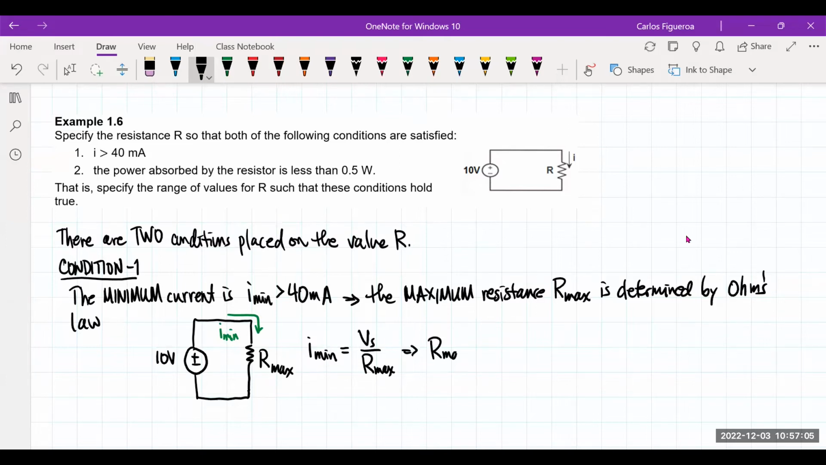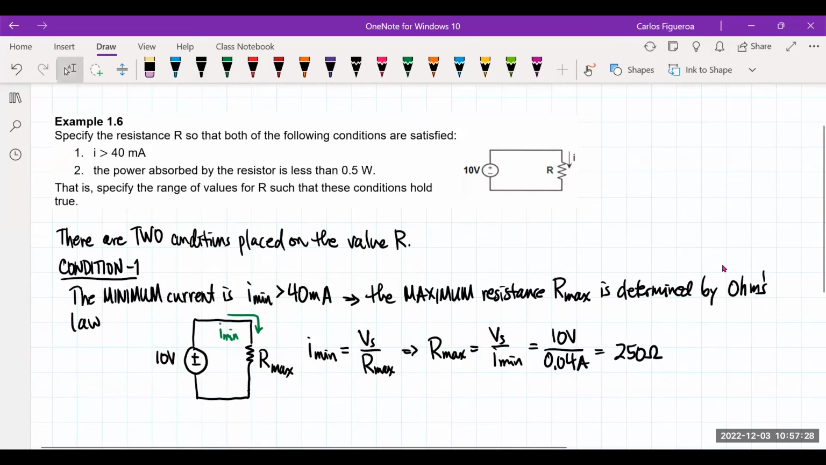R max must equal, let me be careful, that critical point has to be this guy right here. So if I plug in my values, this is going to be 0.04 amps. This is going to be 10 volts. So this gives me 250 ohms. And that's the maximum possible resistance that we can have.